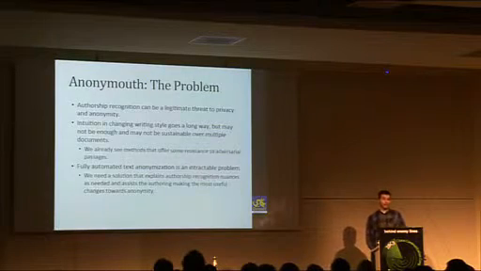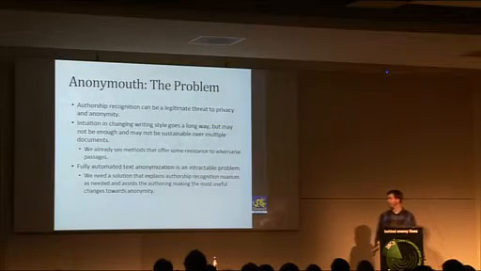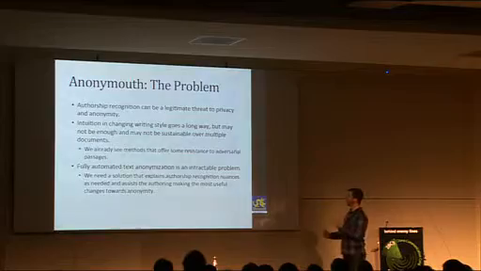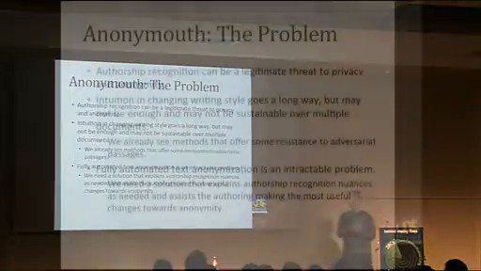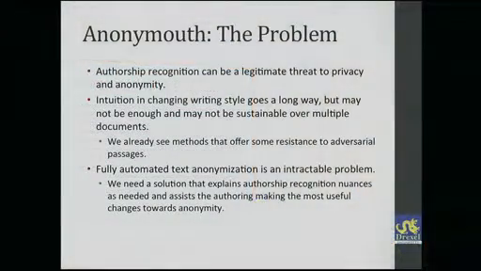So moving on to Anonymouth. Anonymouth is our deception tool. And the problem here is that authorship recognition can be a legitimate threat to privacy and anonymity. Our intuition in changing our writing style goes a long way, but it may not be enough and may not be sustainable over a long period of time. Some methods are better than others in still determining who you are, and you might need assistance in knowing what you need to change, what the most identifying aspects of your writing style are, and what needs to be done about that.